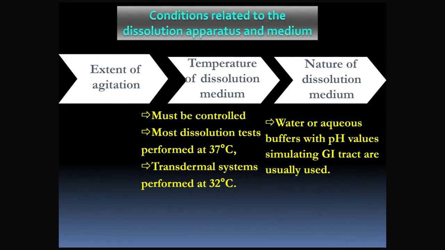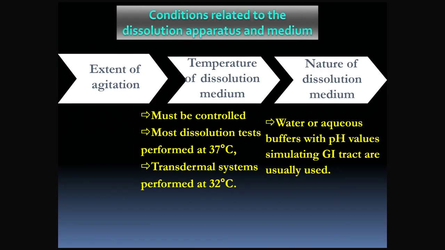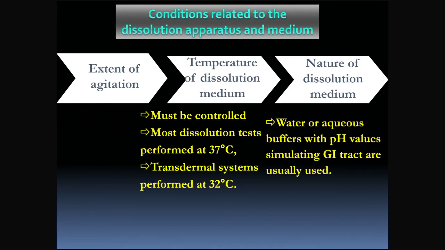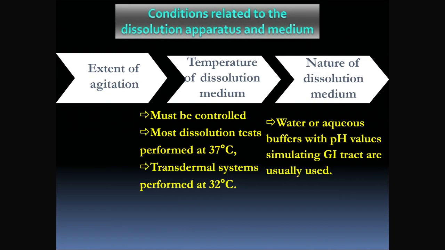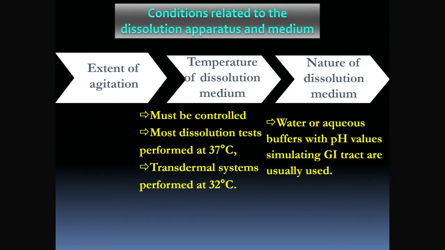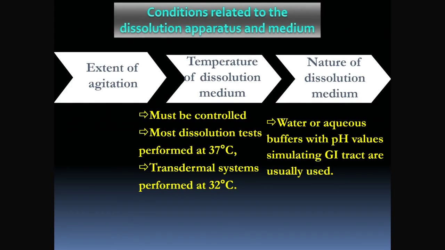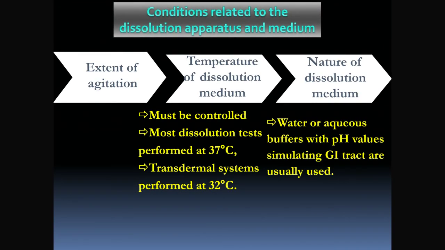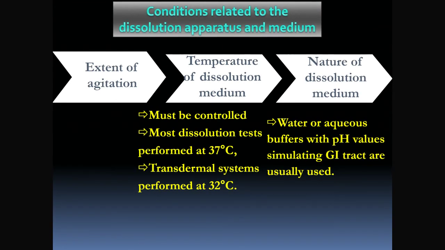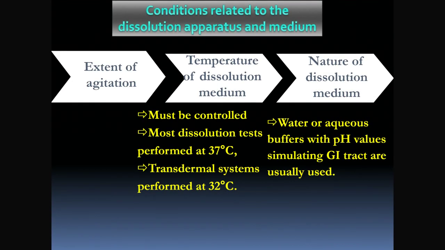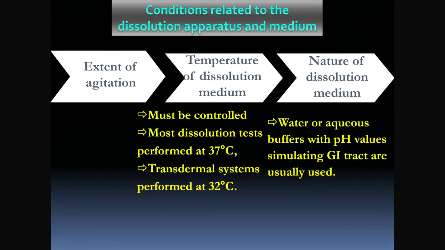We must meticulously regulate the temperature at 37 degrees Celsius for oral formulations to reflect core physiological conditions, while 32 degrees Celsius is the standard for transdermals to simulate the cooler surface of the skin. Furthermore, the nature of the medium involves selecting specific pH buffers that replicate the ionic environment of the gastrointestinal tract, which directly influences the drug's saturation solubility.